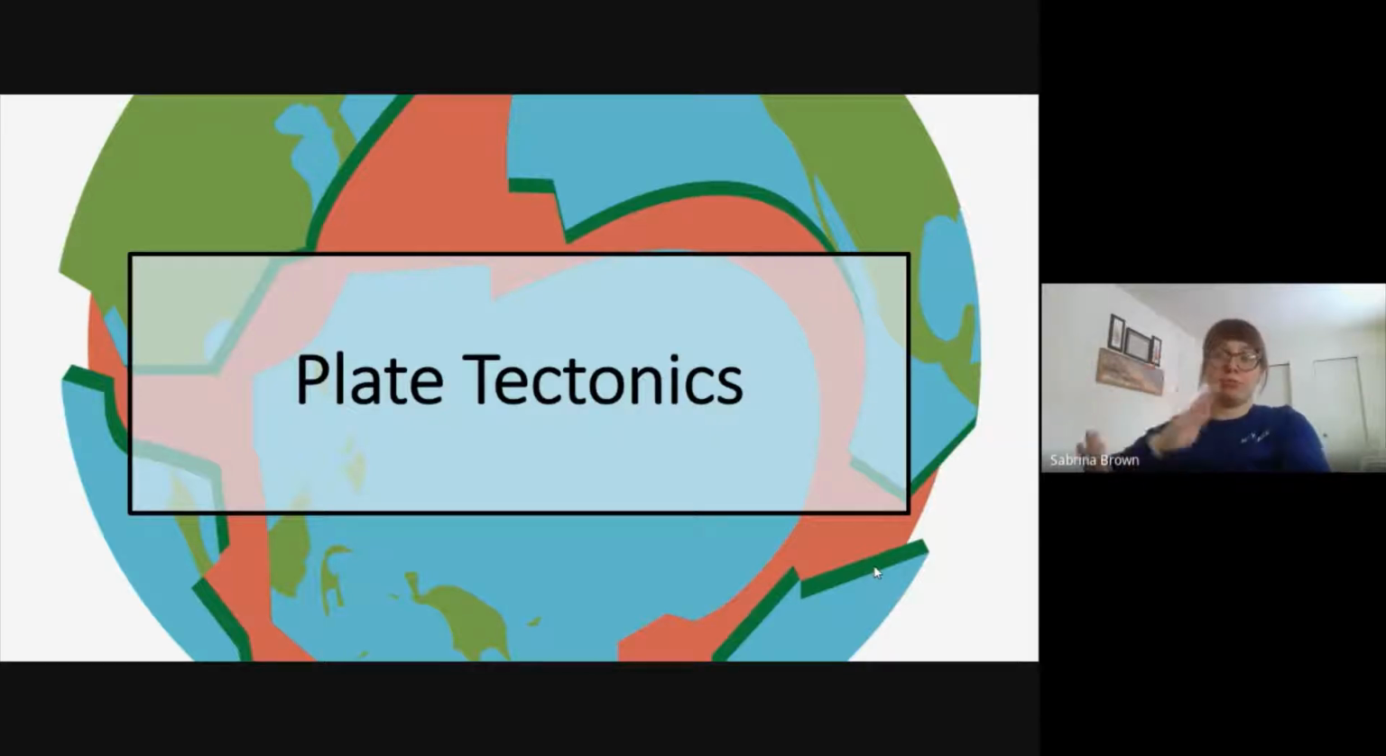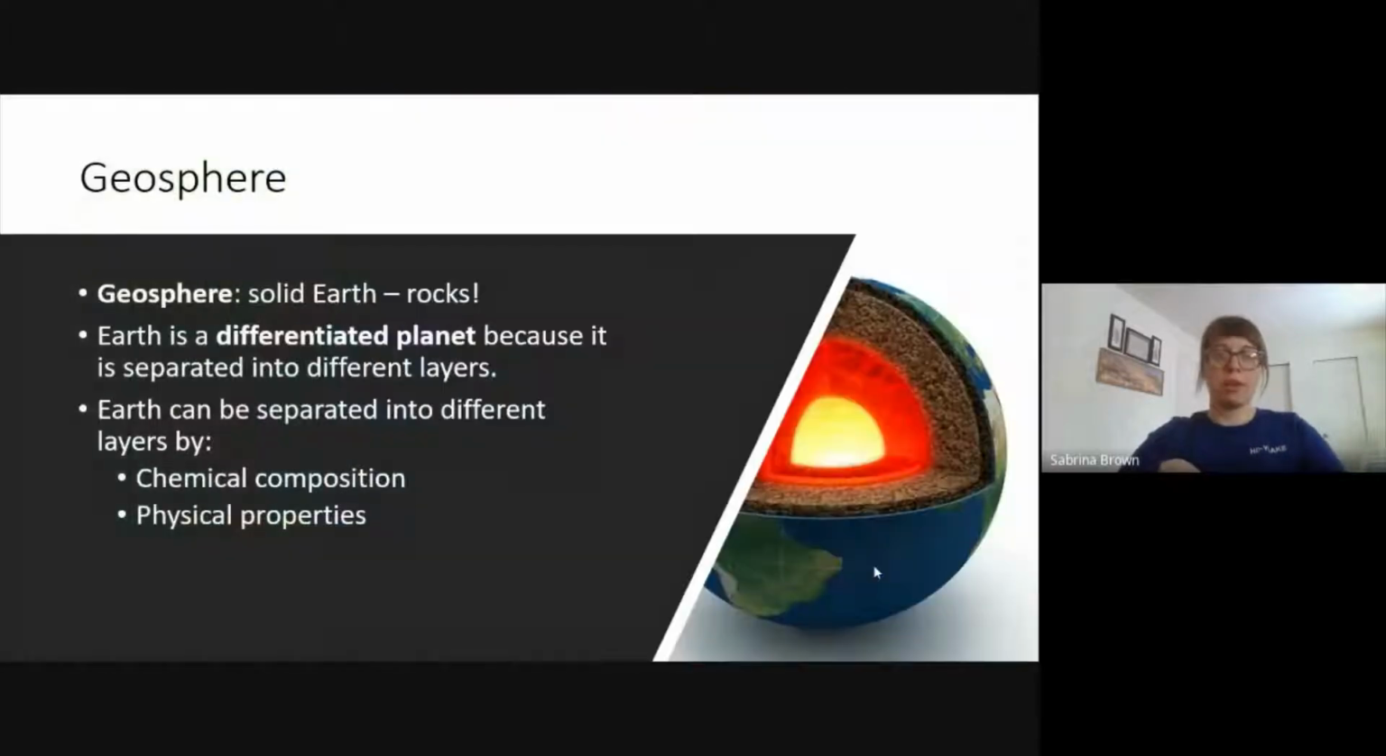So we are sort of finishing up the geosphere, and we're talking about one of these really important aspects of the geosphere, which is this concept of plate tectonics. And so let's go back and review this slide from the very first week of class, which is, remember that the geosphere is the solid part of Earth, right? This is Earth's rocks. And so we focused on our three different classifications of rocks so far.